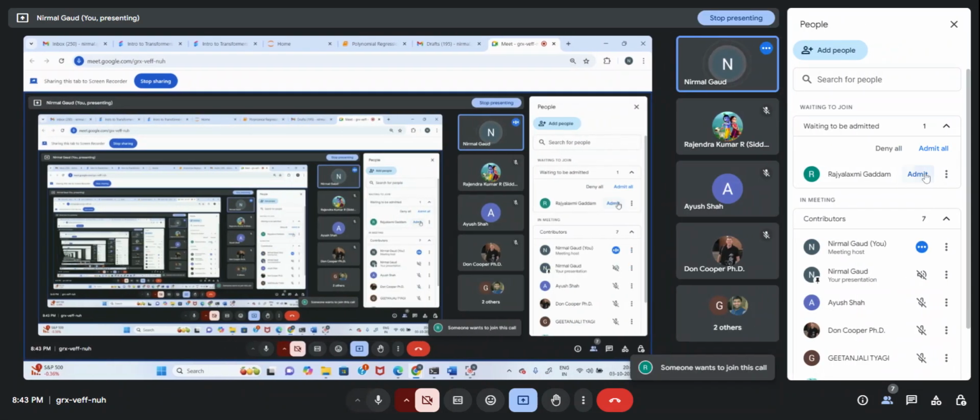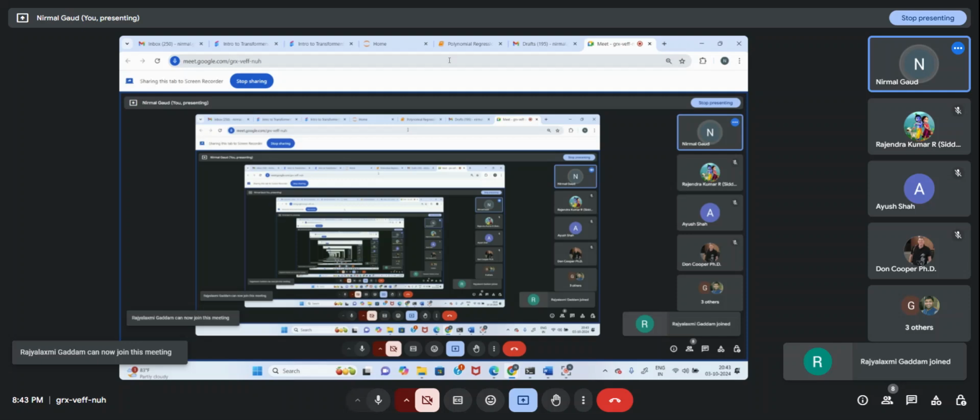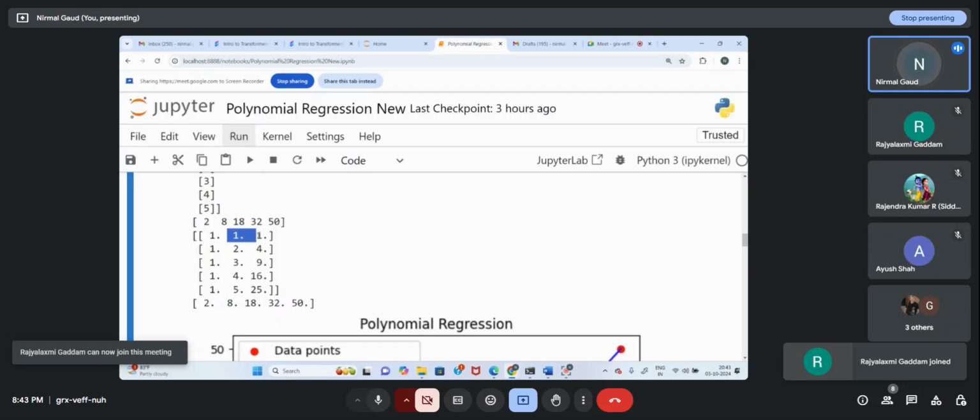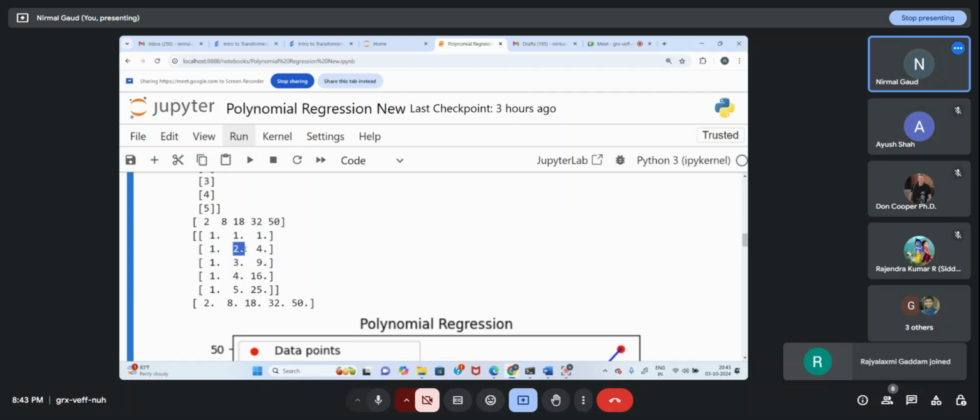So what we did here? We performed the square of the terms. 1 square is 1, 2 square is 4, 3 square is 9, 4 square is 16, 5 square is 25. This is what we have performed. Okay, so the number and its square.